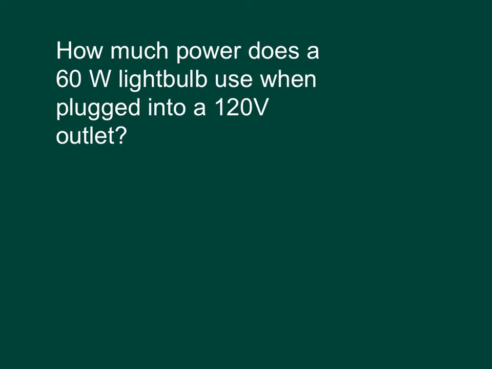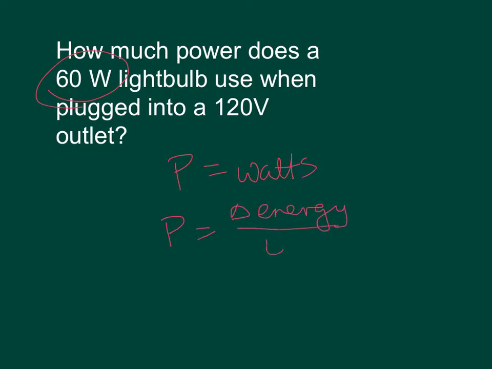Alright, so here's a question. How much power does a 60-watt light bulb use when plugged into a 120-volt outlet? This is actually a trick question because they tell us in the problem that it's a 60-watt light bulb. Remember, power is measured in watts. We learned that first semester because power was our change in energy, how much energy we used per unit time. So it's joules per second, right?